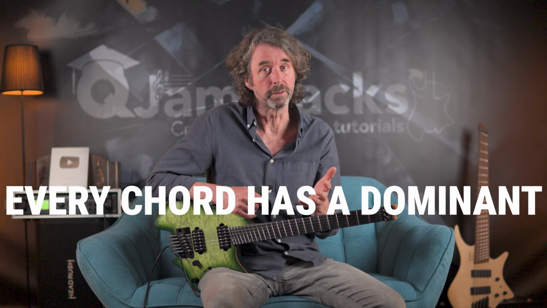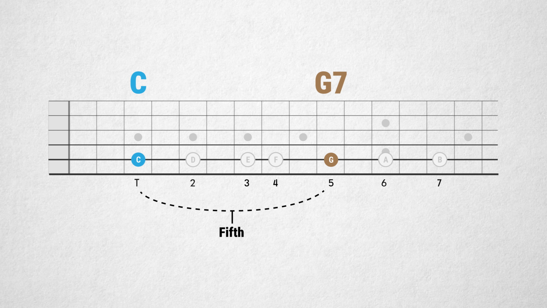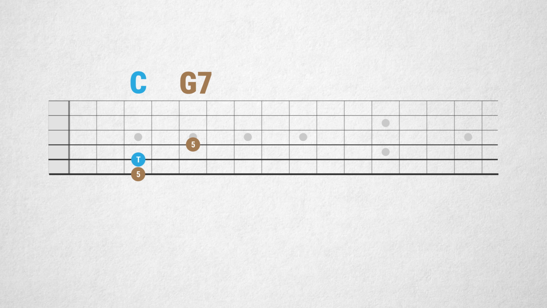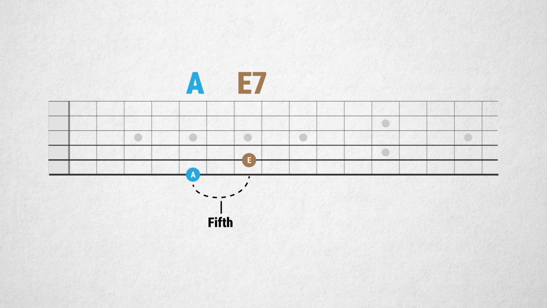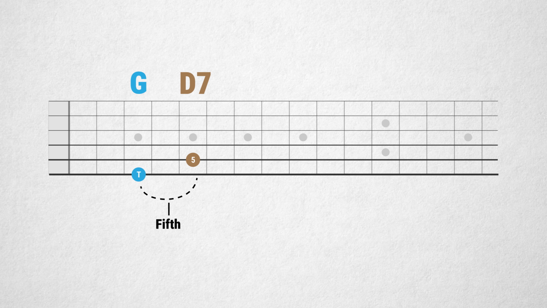For that, understand that every chord has a dominant. It's the major or dominant 7th chord that lies a fifth away from the root of that chord. For instance, E dominant 7 is the dominant chord for A minor, and D dominant 7 is the dominant chord for G major, and so on.